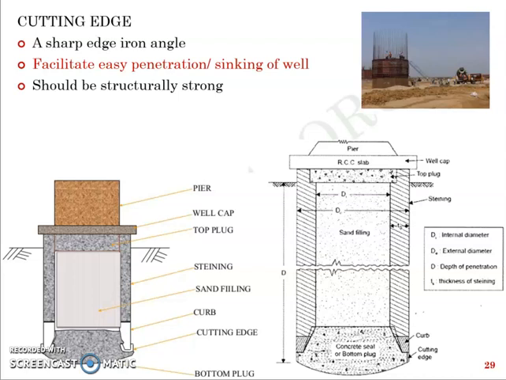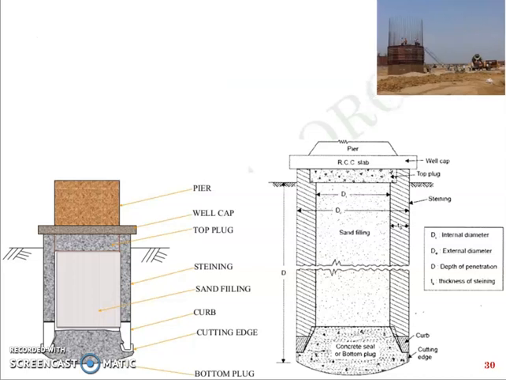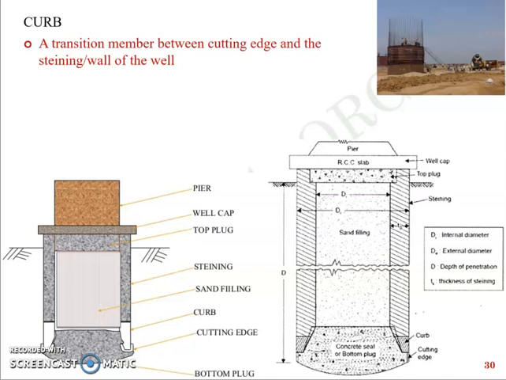It should be able to take the stresses acting on it. So that's a brief explanation of what a cutting edge is. Then you have the curb, which comes above the cutting edge. It is kind of a transition member between the cutting edge that we have installed and the well steening which we are about to install. So this curb acts as a transition member to transfer the load between the cutting edge and the steening of the well.